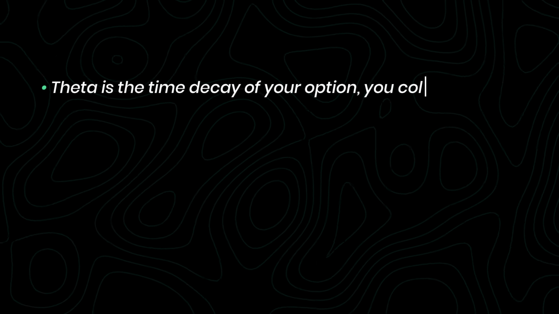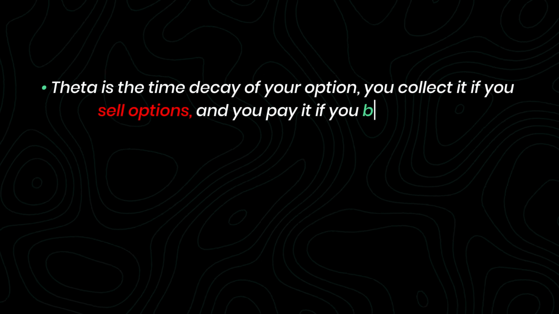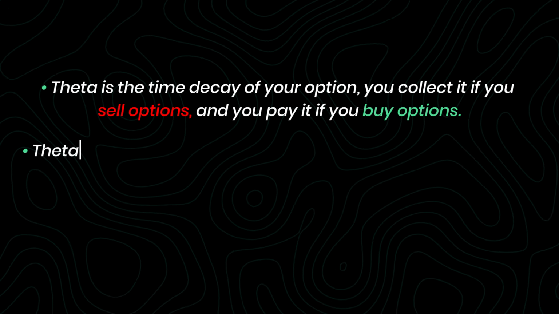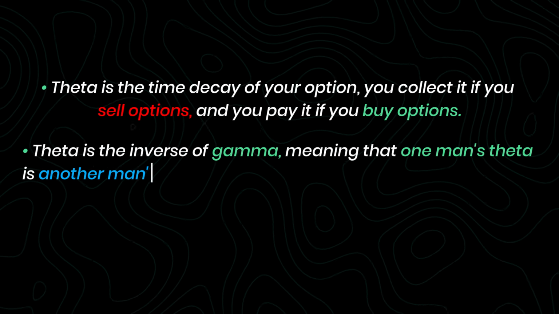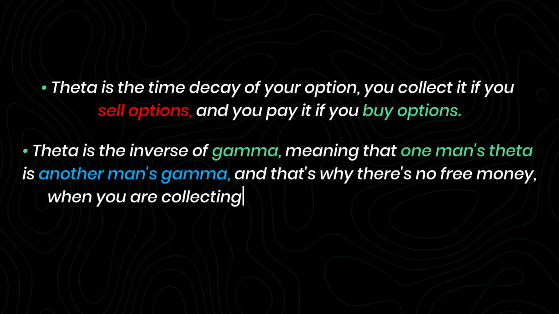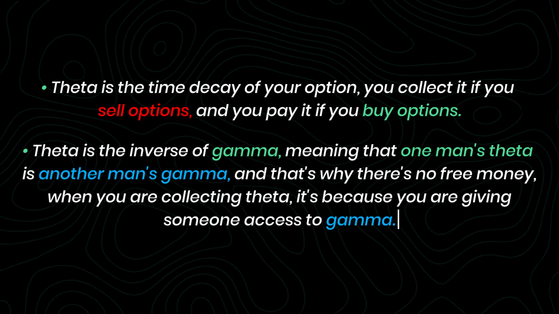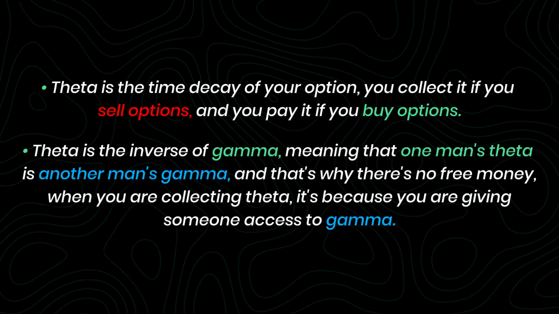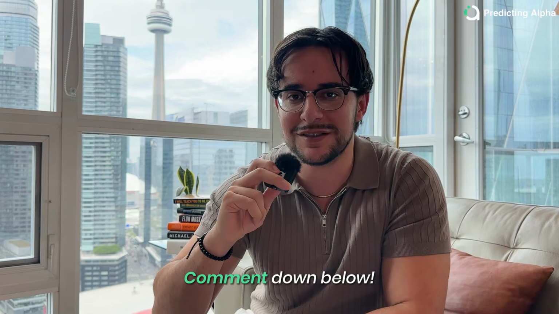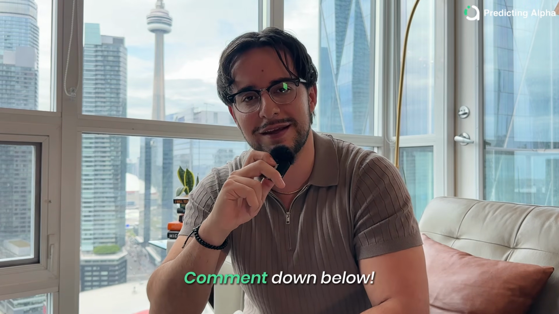All right, let's wrap up this video with another recap. Theta is the time decay of your option. You collect it if you sell options, and you pay it if you buy options. Theta is the inverse of gamma, meaning that one man's theta is another man's gamma, and that's why there's no free money. When you are collecting theta, it's because you are giving someone access to gamma. So it's not the reason you get paid, but it is the actual payment you receive. Structure strategies where you believe that the gamma losses are going to be far outweighed by the theta gains, and you will be off to the races as an option seller.